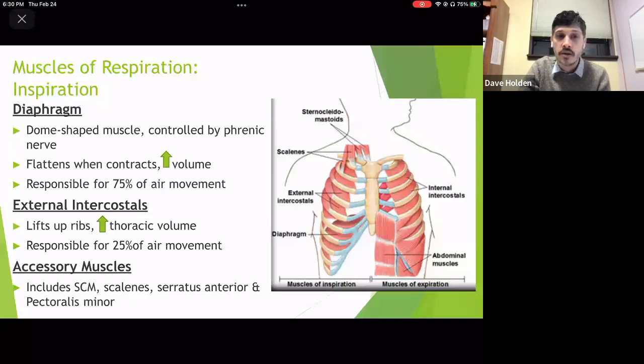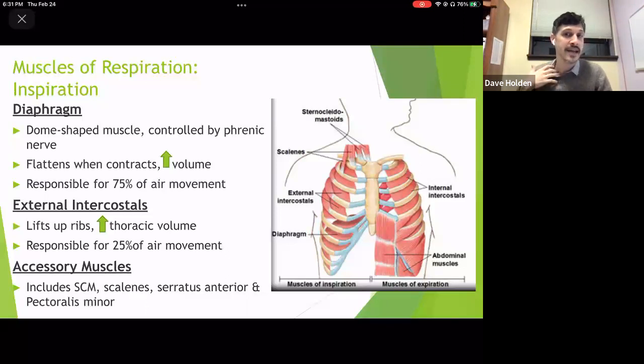The internal intercostals, on the other hand, are the rib puller-downers. So when you blow out a birthday candle, the diaphragm relaxes, going back up to its normal position. The internal intercostals pull down on the ribs. So we raise the floor, we drop the ceiling, and we squeeze the lungs, pushing air out.